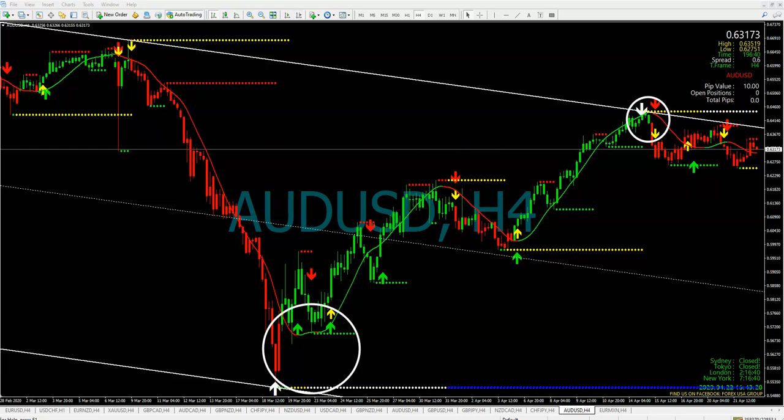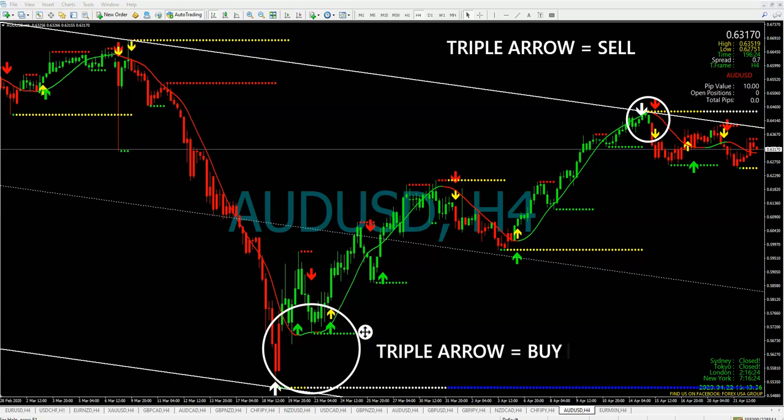So in my opinion, pay attention. Let me type it so you can see it, right? So triple arrow here, triple arrow equals what? Equals sell. That's what it's doing here. Look at here. Triple arrow equals what? Bullish market. It's not hard. Super straightforward. All right.